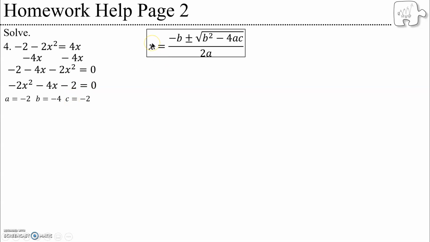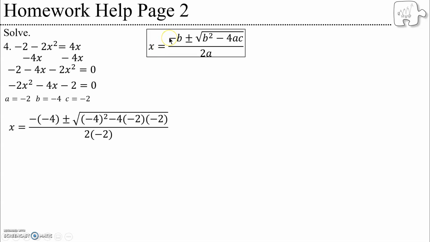So when we plug it in here, we have x equals the opposite of -4 plus or minus the square root of -4 squared minus 4, and instead of AC, we'll say -2 times -2. Instead of 2a, we have 2 times -2. Whittling this down, the opposite of -4 is +4. -4 times -4 is 16. 4 times -2 is -8, and -8 times -2 is 16. 2 times -2 is -4.